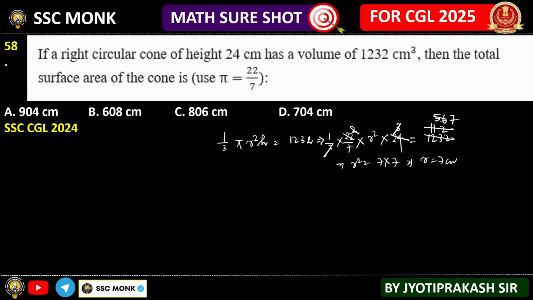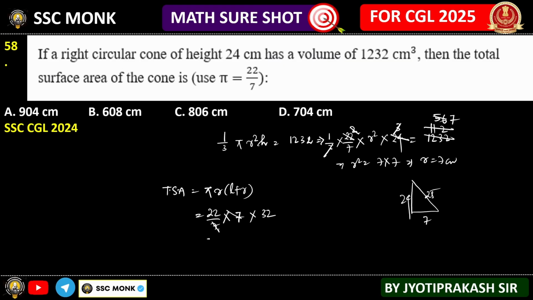If value of R is equal to 7 centimeters, total surface area is equal to what? Now total surface area is equal to pi R into (L plus R). L is what? The slant height. See, here in this cone, we know the radius 7, we know the height 24, so the slant side will be 25. So this can be written as 22 by 7 into radius 7 into (length 25 plus r, that is 7) is equal to 32.